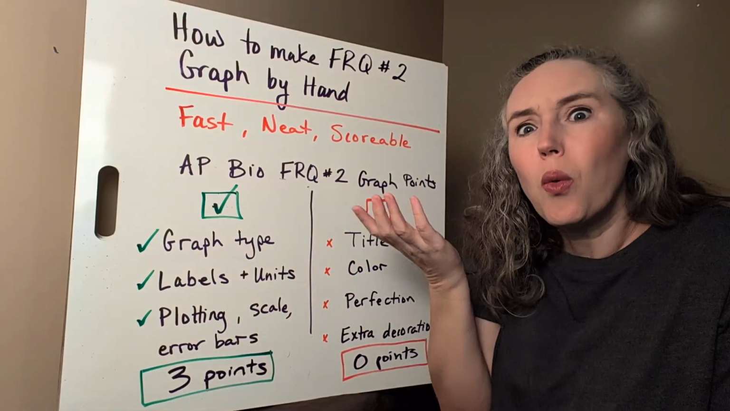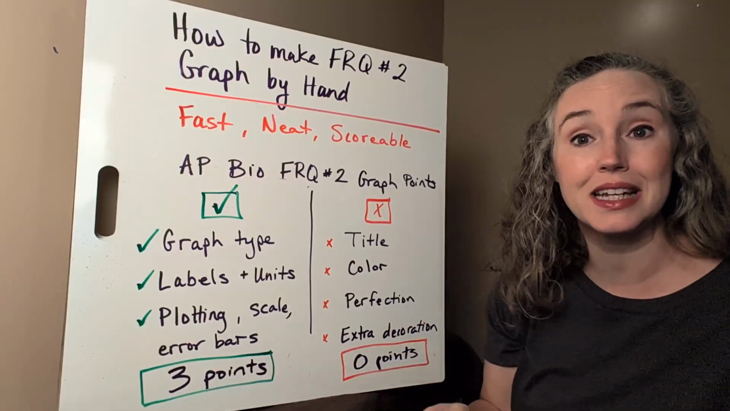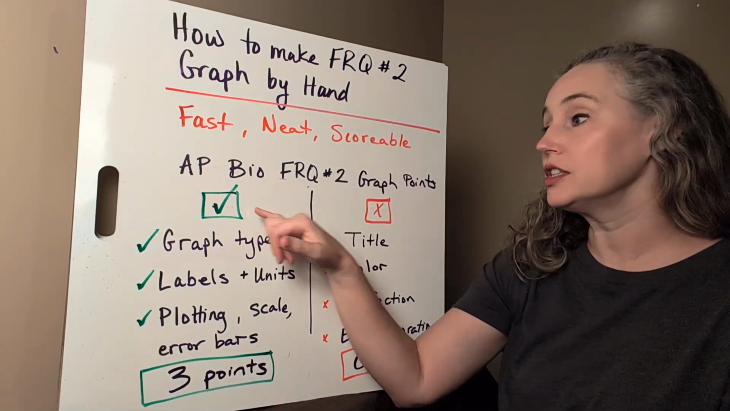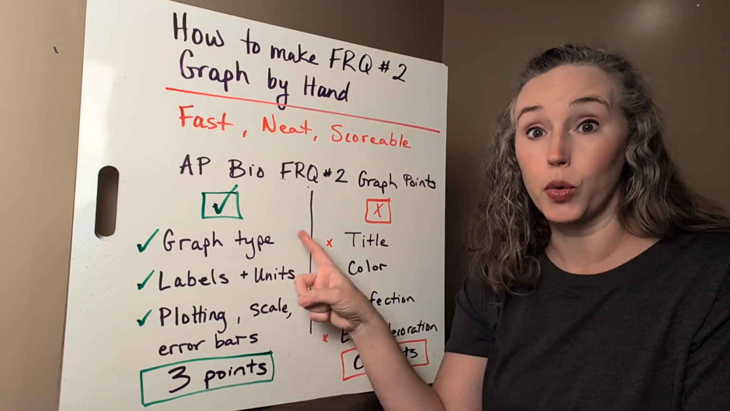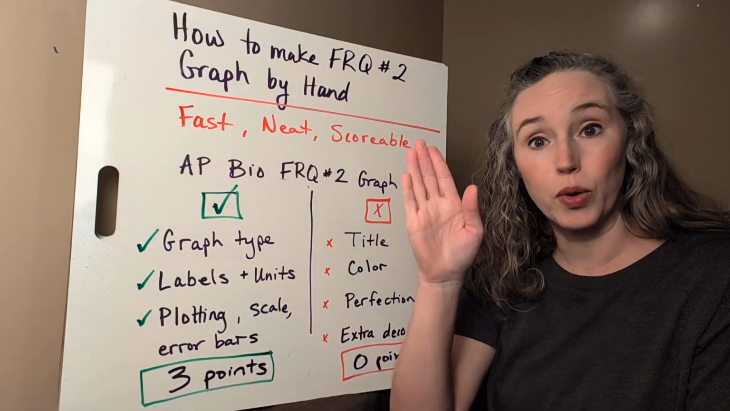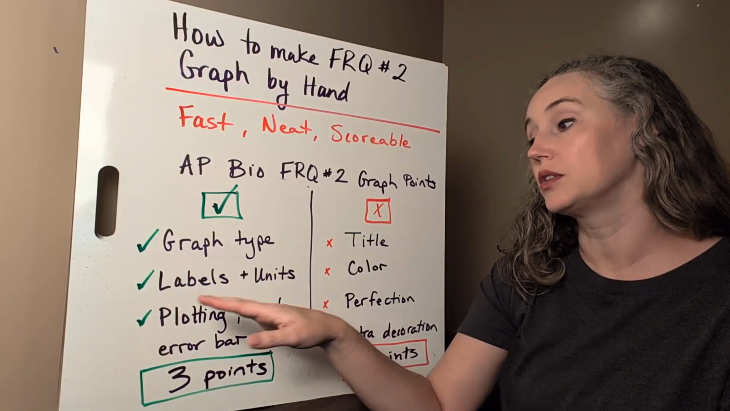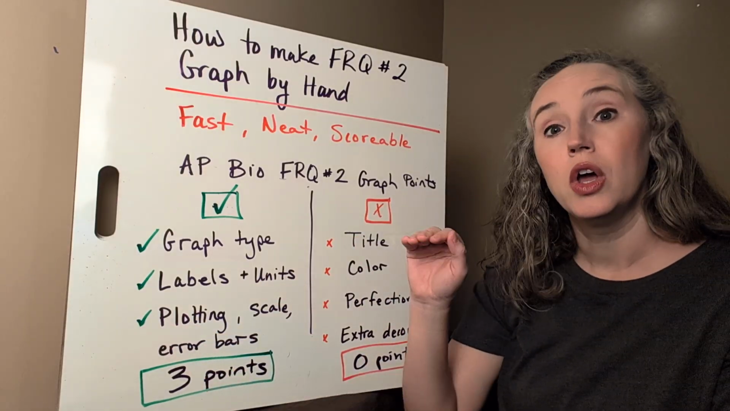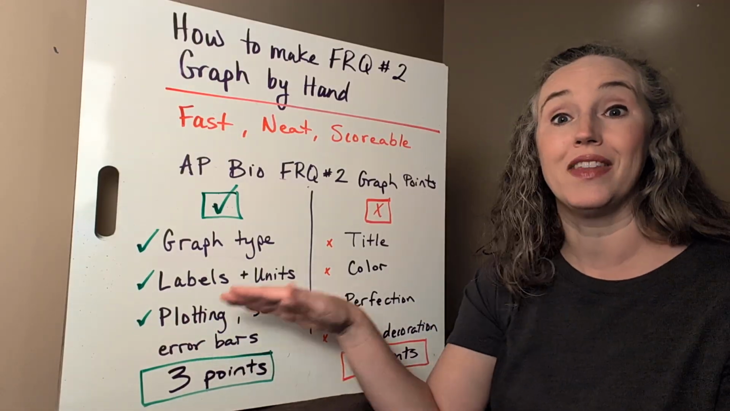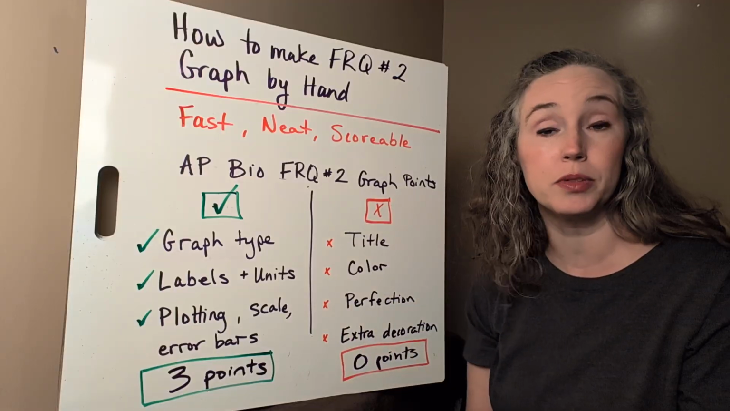But first, what earns you points? There are so many things that need to be included in a graph. And you're right. But what's actually going to earn you points are choosing the correct graph type, labeling the axes correctly and with the units, and then plotting the points or making the bars, scaling correctly, and including error bars if that's required. And that will earn you 3 points out of the 9 on FRQ number 2.